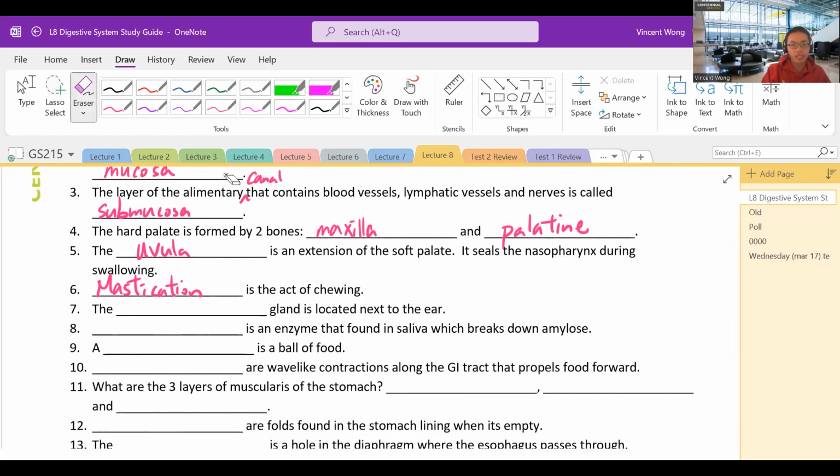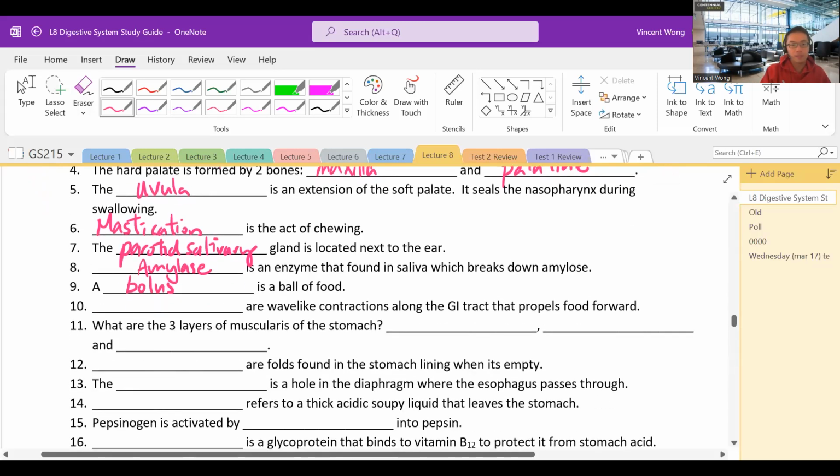The gland that is located next to the ear, that would be the parotid salivary gland. Enzyme found in saliva, which breaks down amylose, that would be amylase. A bolus is a ball of food. Peristalsis are wave-like contractions along the GI tract that propels food forward.